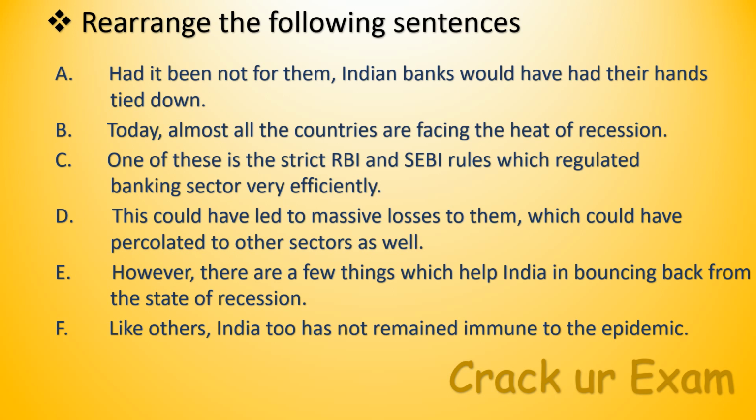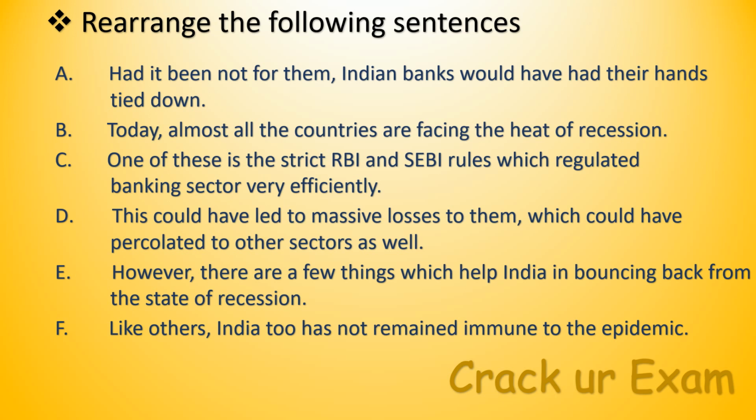Had it not been for them, Indian banks would have had their hands tied down. Option B: Today, almost all the countries are facing the heat of recession. Sentence C: One of these is the strict RBI and SEBI rules which regulated the banking sector very efficiently. Option D: This could have led to massive losses to them which could have percolated to other sectors as well. And sentence E: However, there are a few things which help India in bouncing back from the state of recession. And sentence F: Like others, India too has not remained immune to the epidemic.